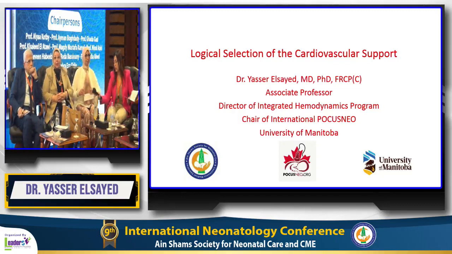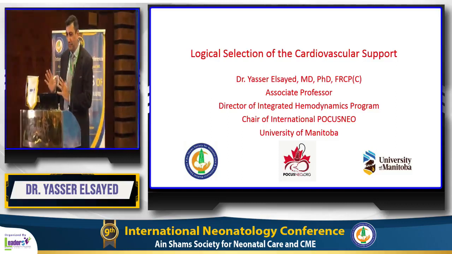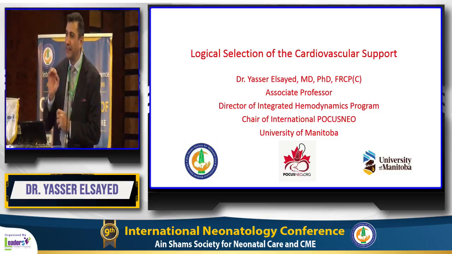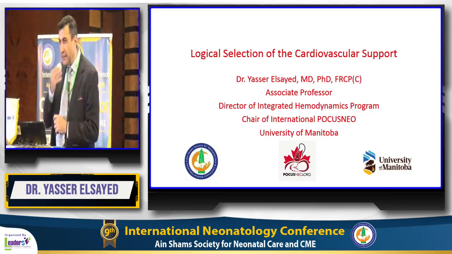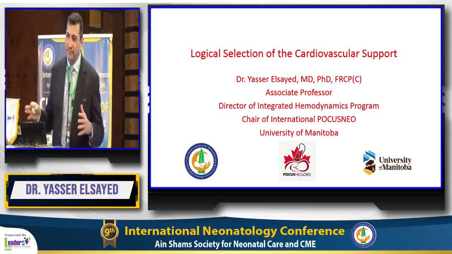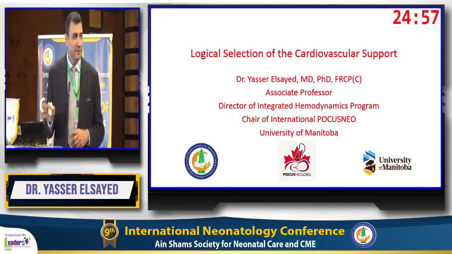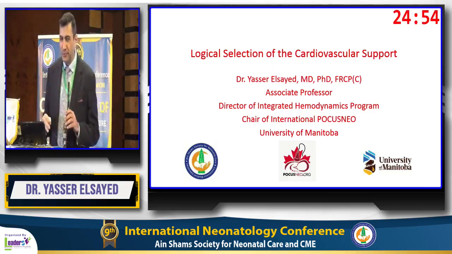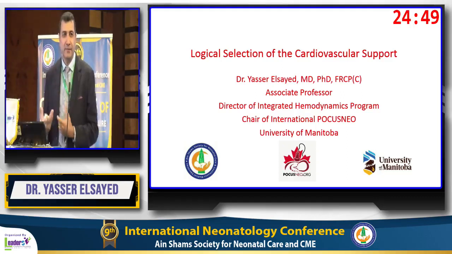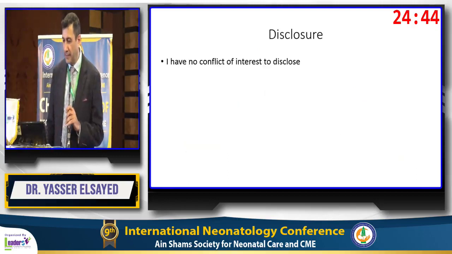Okay. So in the first presentation we discussed the pulmonary part of the hemodynamics. Now we'll discuss the systemic part of the hemodynamics and how to select the medication based on the underlying physiology. So if your unit is still using one medication or one line of management for everyone, like dopamine or dobutamine or whatever medication for everyone, that's called empiric support. We need to actually move from that kind of support to more physiologic support based on the underlying pathophysiology.